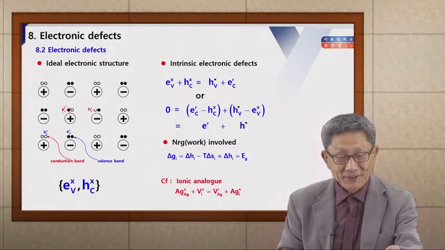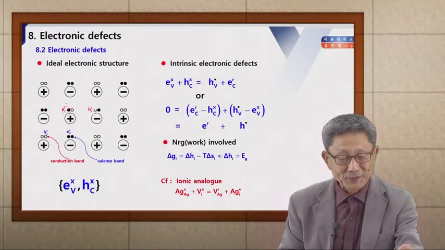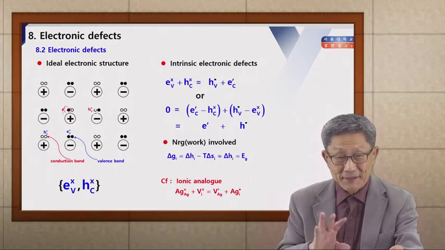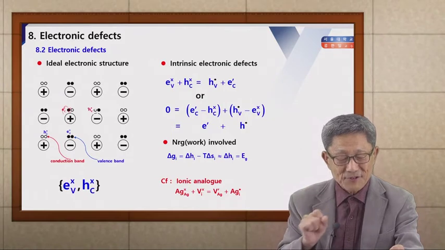And this site on the valence band used to be filled with an electron, but the electron has now jumped up to the conduction band. Therefore, it is left with a vacant site, which is represented by h, the hole. And what about the effective charge? Yes, h is the effective charge. Actually, there is just nothing. Therefore, the actual charge is 0.